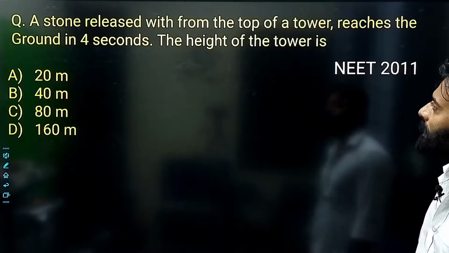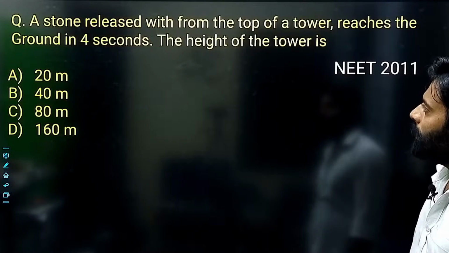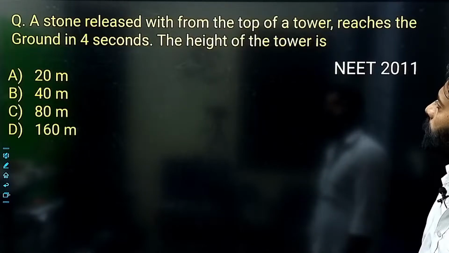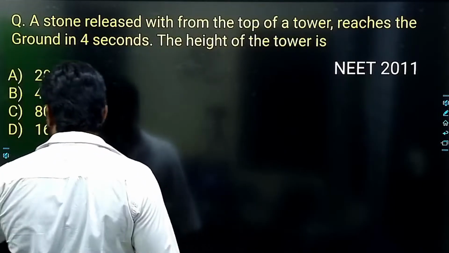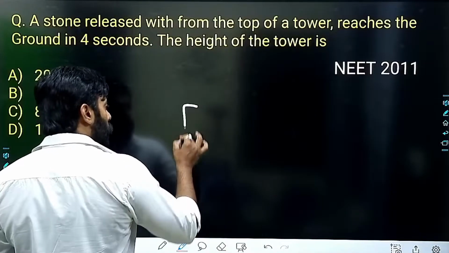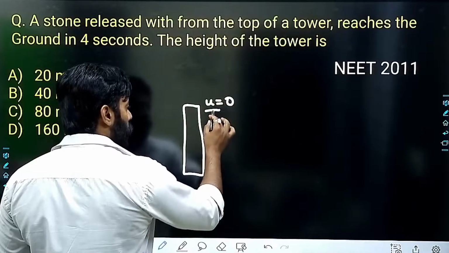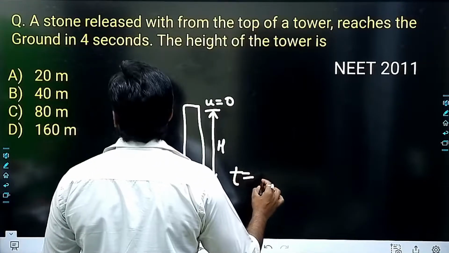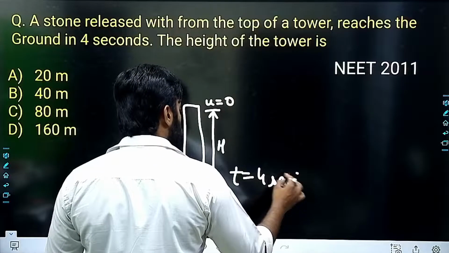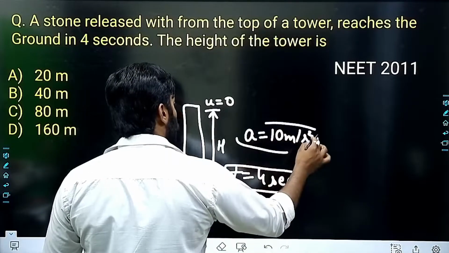Let's assume a stone is released from the top of a tower and reaches the ground in 4 seconds. A stone is released from the tower. So time is given here, and as you know, the condition will be u is 0 here. We do not know the height. We just know that the time taken by the stone is 4 seconds. The acceleration is 10 meter per second square.